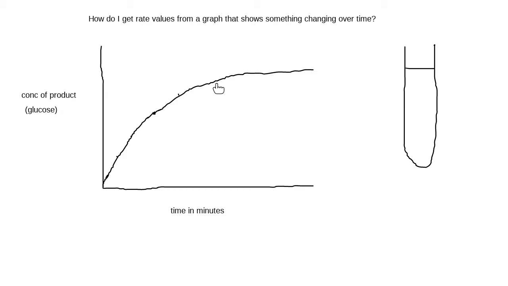There's the key sentence. So the slope of the line at any place along here is going to give me the rate or the speed of the reaction at that point. Okay, so let's type that. Rate equals slope, which equals change in concentration of glucose divided by change in time.